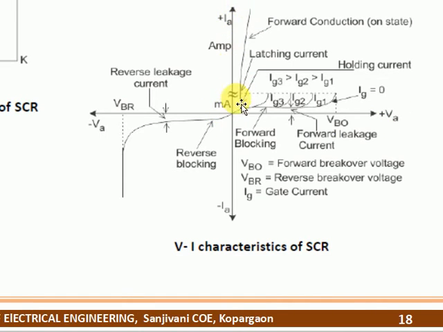So the y-axis is current. What is the current? Anode current. Where is the gate current? That is the gate current. So here is the gate current. When I apply a 0 gate current, or 0.1, 0.2, 0.3, or 0.4 gate current, and when I apply the 0.5 gate current, the current moves from here directly in a straight line. So this is about the gate current variations.